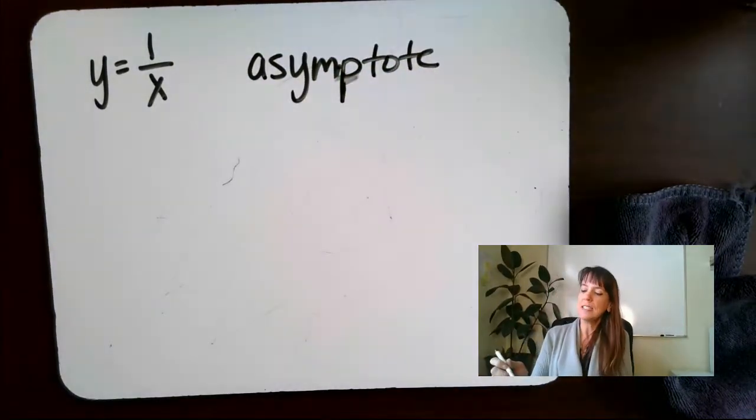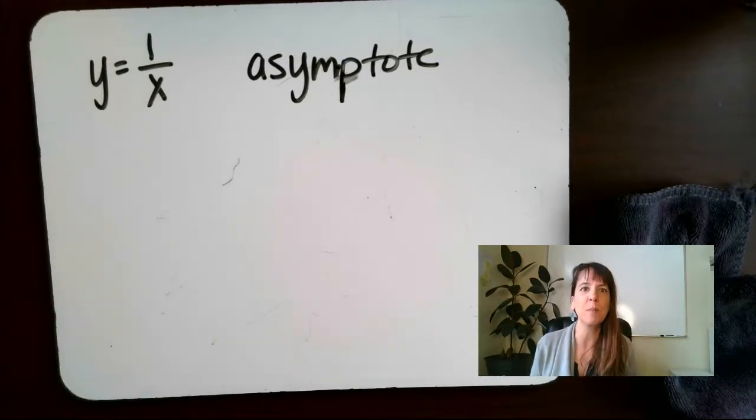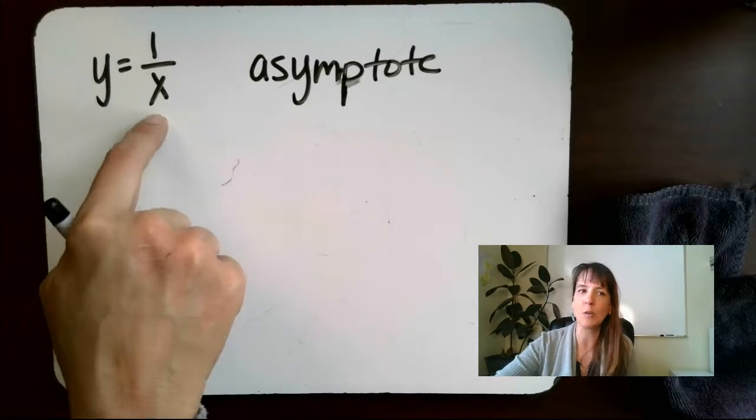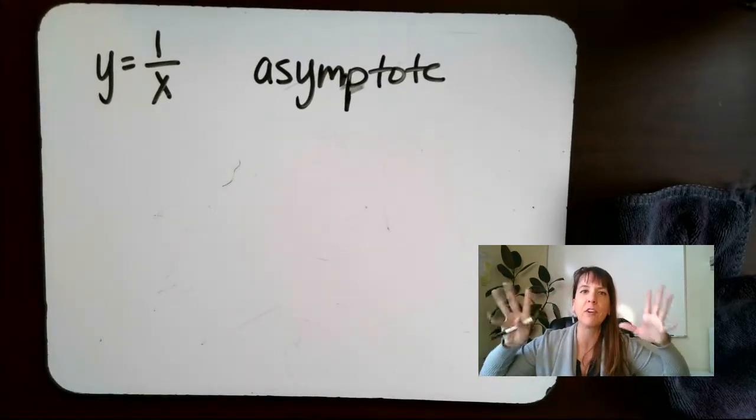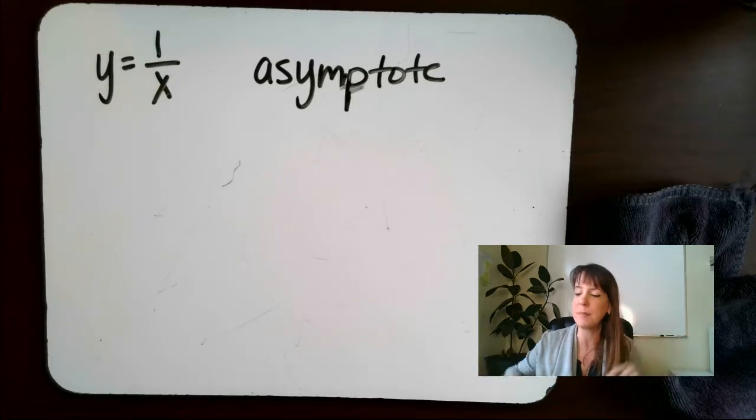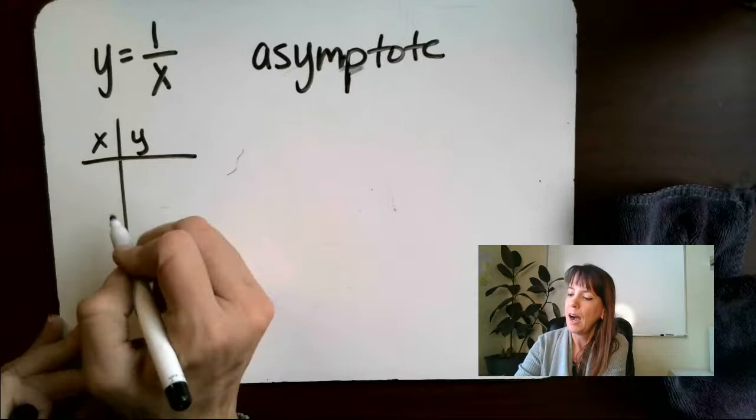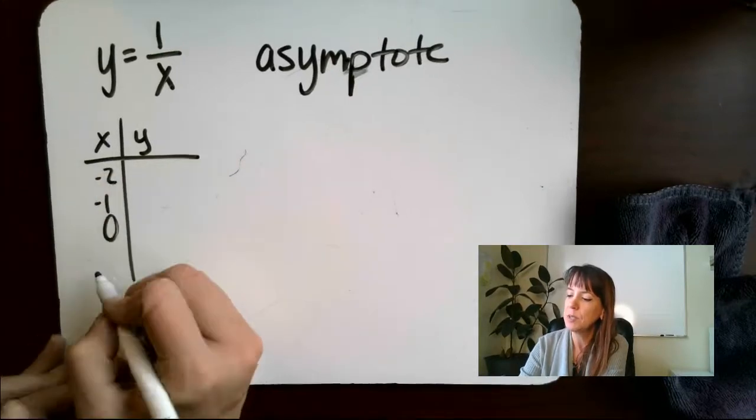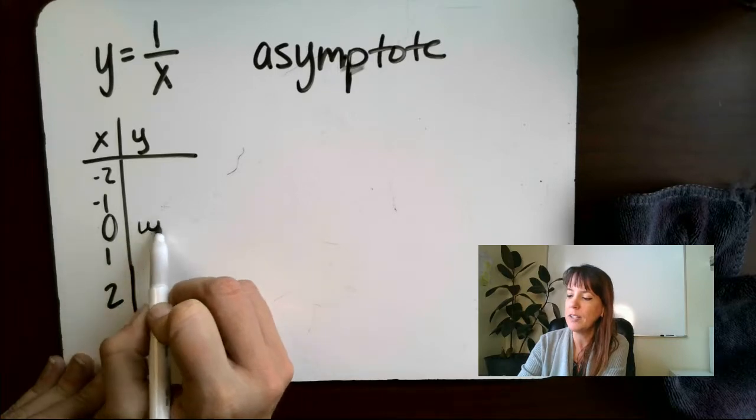Asymptote. What it is: a line that your graph can never cross. And this is going to be our very first one because, guys, if I put a 0 in for x, what happens? Undefined. I can never divide by 0. Never divide by 0. So if I did an xy chart for this guy, I would have 0, negative 1, negative 2, 1, and 2.